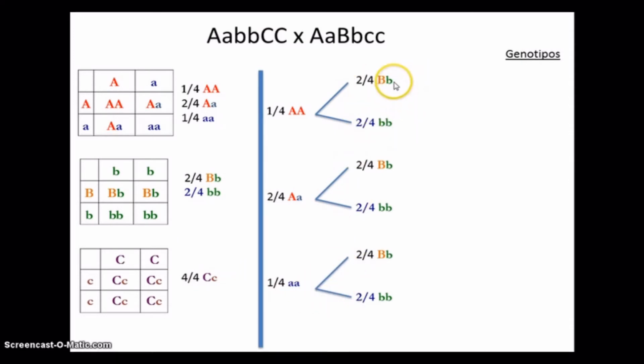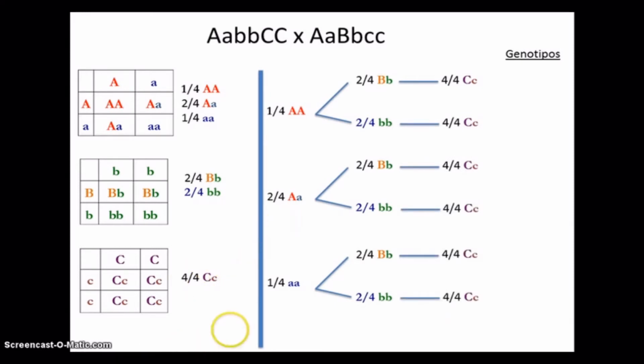So now we are going to make the same type of combination for the third gene, which is gene C. With the first combination of 1/4 of capital A capital A and capital B and small b, we will have 4/4 capital C small c, and it's going to be the same for all other combinations. After doing that, we are going to multiply the ratio part. So for the first combination, we have 1/4 which are capital A capital A, 2/4 are capital B and small b, and 4/4 are capital C small c.